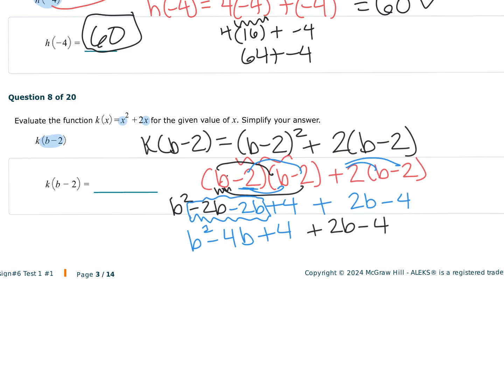All right, so workout. Now we're almost done. We've got to combine our like terms though. So I have this negative 4b is going to go with positive 2b, and then my numbers are going to go together. So I'm just combining my like terms. So I have b squared, which doesn't go with anything. Negative 4b plus 2b is negative 2b. And then positive 4 minus 4 actually cancels out to 0. And so I'm just left with this b squared minus 2b.